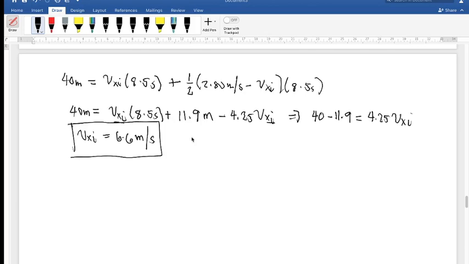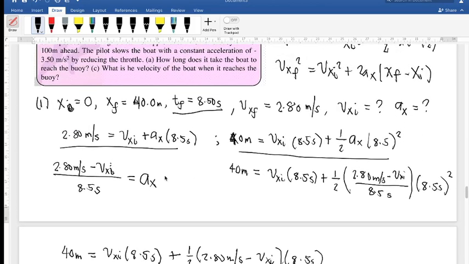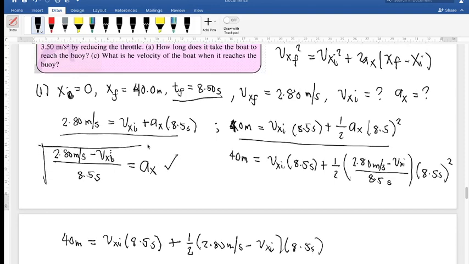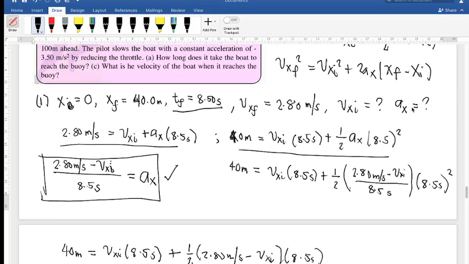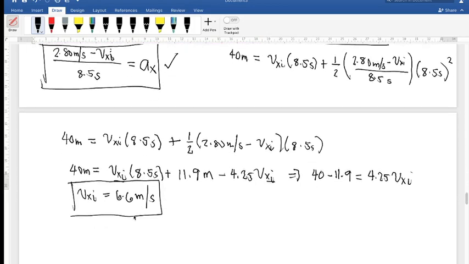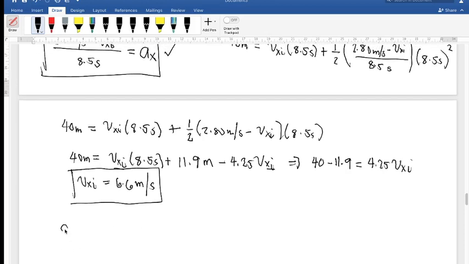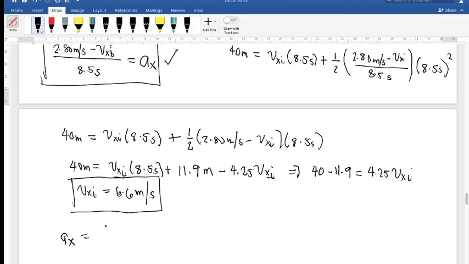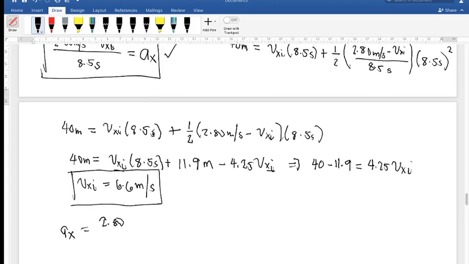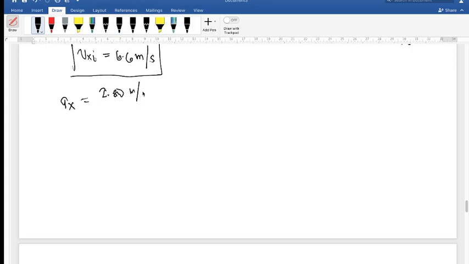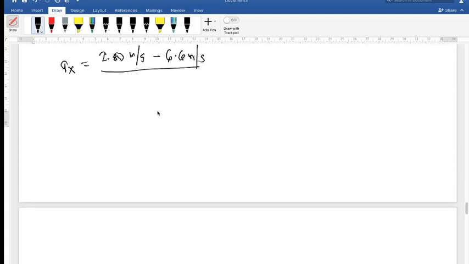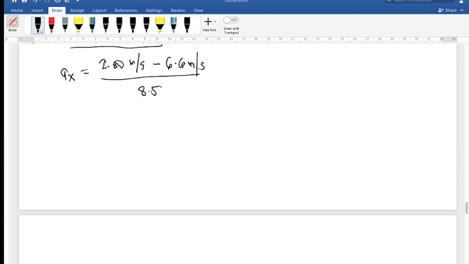Okay, so your B is actually, we have to find the acceleration. So using the equation na ginamit before, using this expression, we can find directly AX kasi yung VXI nakuha na natin, 6.6. So we have AX is equal to 2.80 meters per second minus the VXI, which is 6.6 meters per second, then divided by the 8.5 seconds. So we have here 2.80 minus 6.6 divided by 8.5.